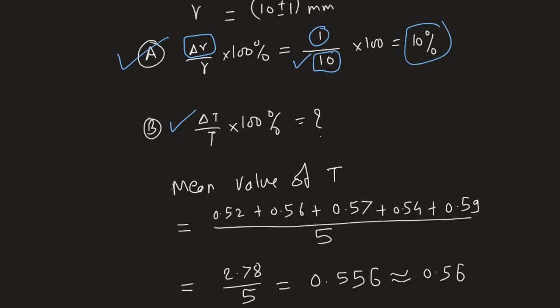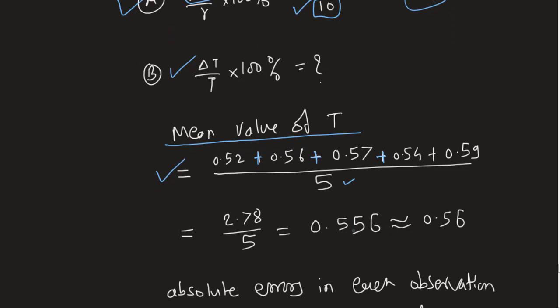So before that we will have to calculate mean value of the time period, and that is calculated by considering all the observations. So basically we have to take the sum of all these time periods and divide it by number of observations, that is 5. So if you calculate that, you will get answer as 0.556, which is approximately equal to 0.56.